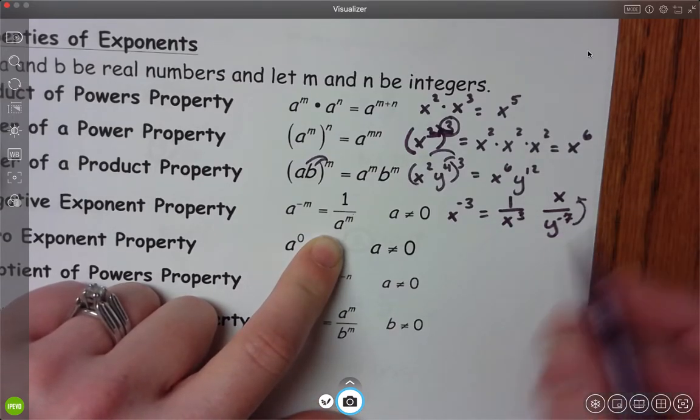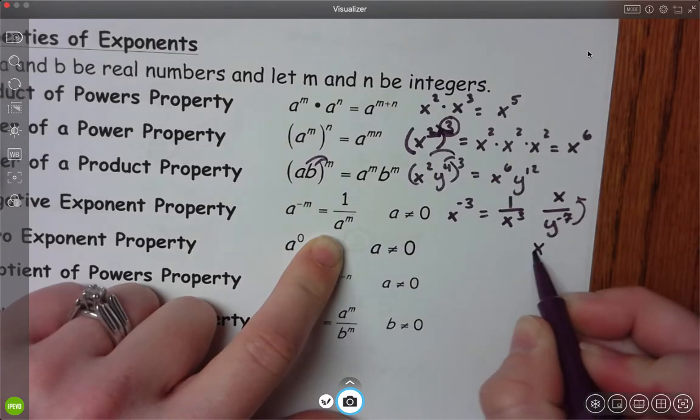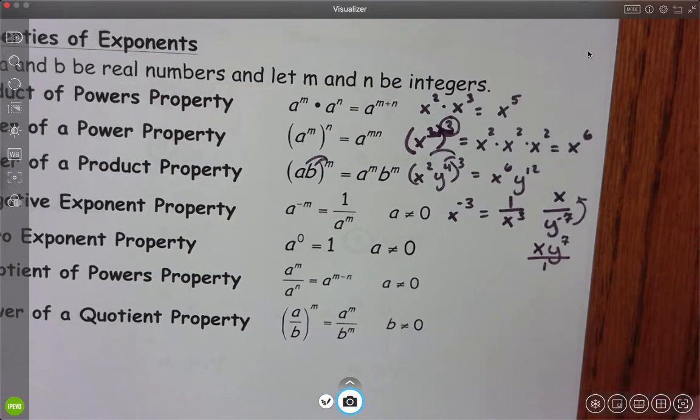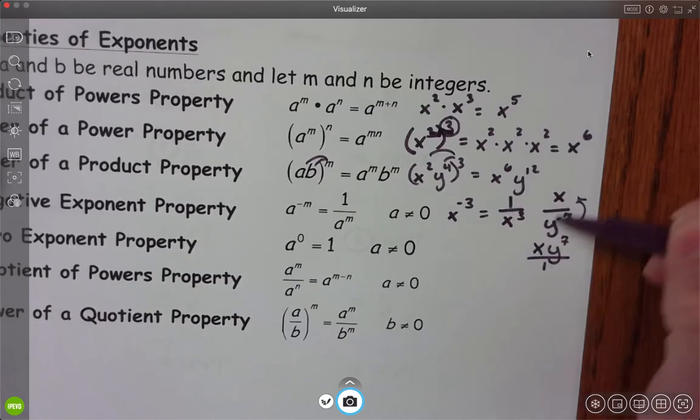So this will just be x times y to the positive 7th power over 1, or really I don't need that 1 on the bottom as soon as the x or the y goes to the top. So that's how those are interchangeable. If they're on the bottom and they're negative, you can move them to the top. If they're on the top and they're negative, you can move them to the bottom.